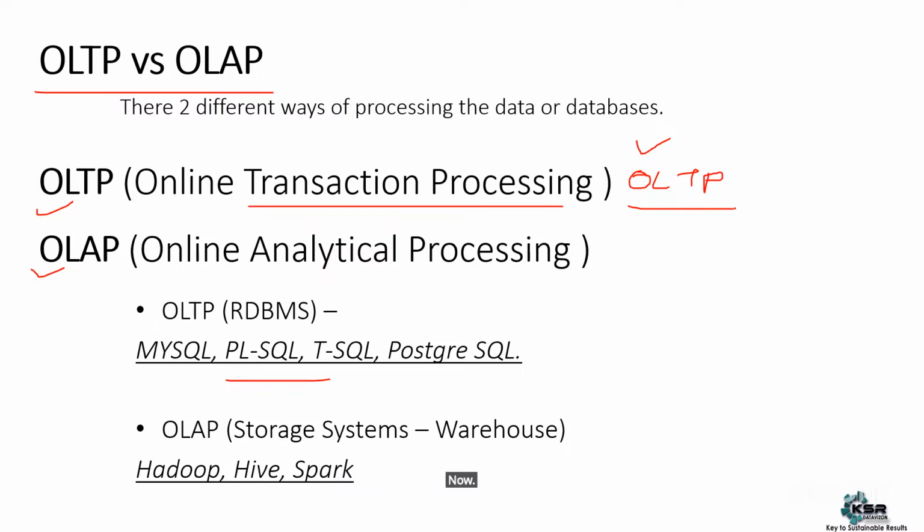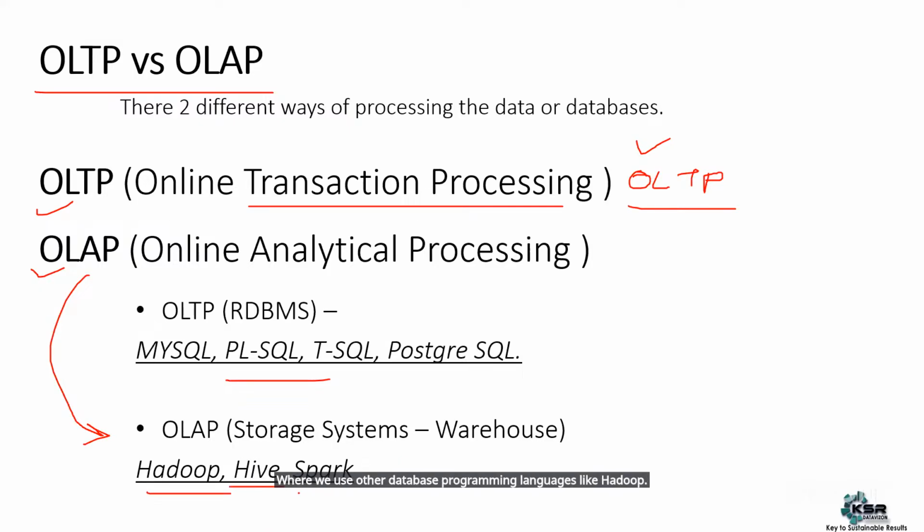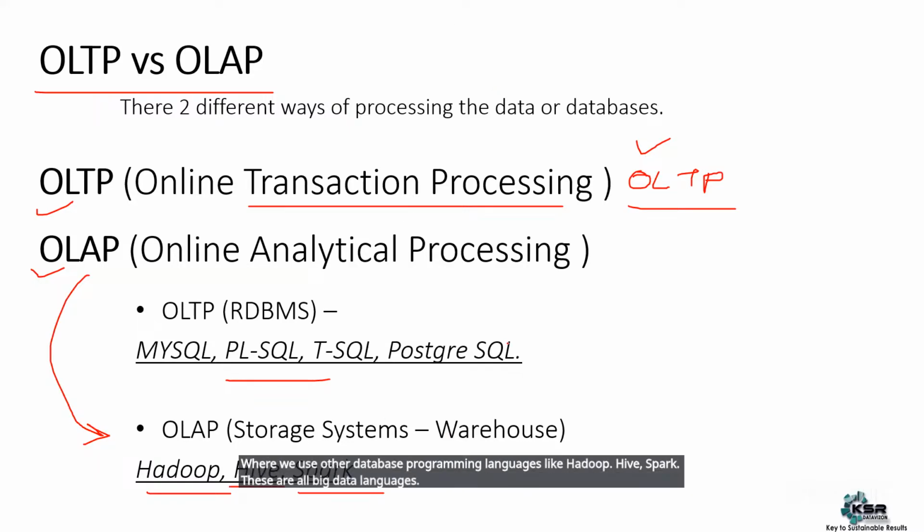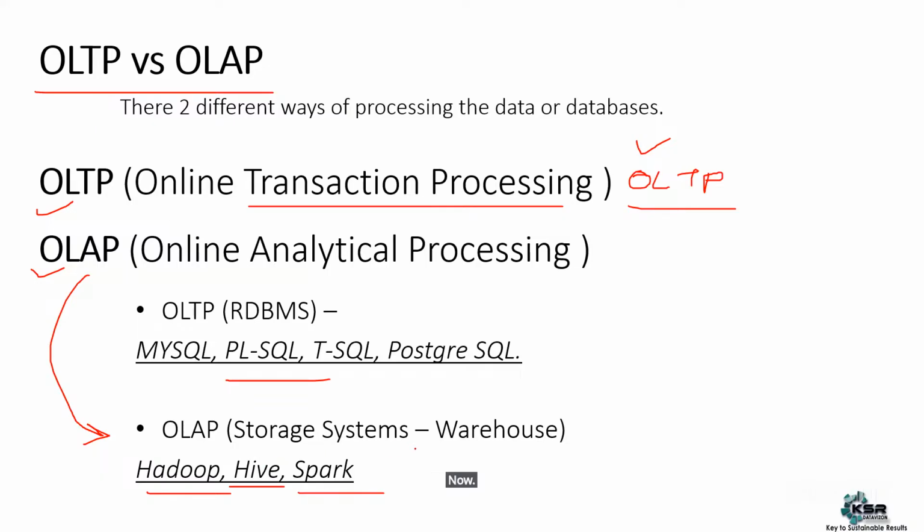Now, there is the other component, which is online analytical processing, where we don't use SQL, where we use other database programming languages like Hadoop, Hive, Spark. These are all big data languages. Now, OLAP is nothing but your warehouse. Now, what is a warehouse?